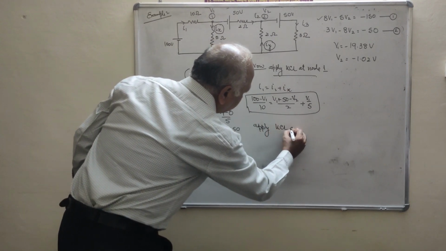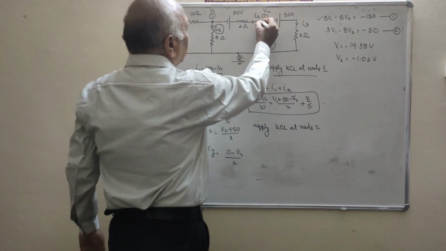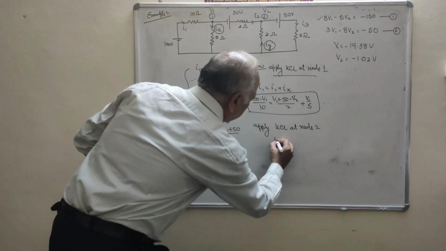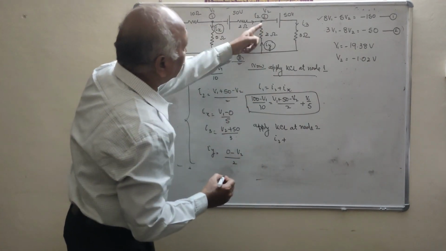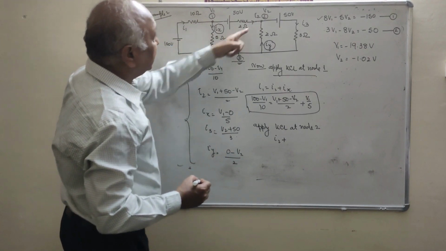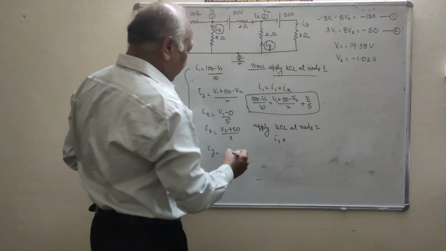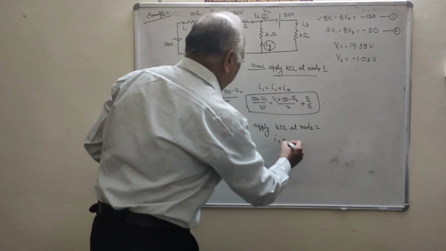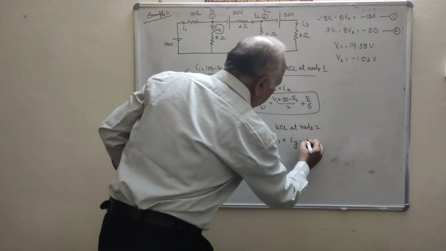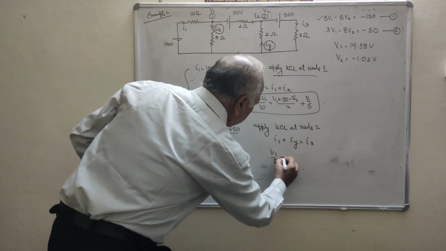KCL at node 2. When you are applying the KCL at node 2, what is the incoming current? I2, plus Iy is also incoming. At this node, Ix is outgoing. For this node, incoming is I2 plus Iy, which is equal to I3.